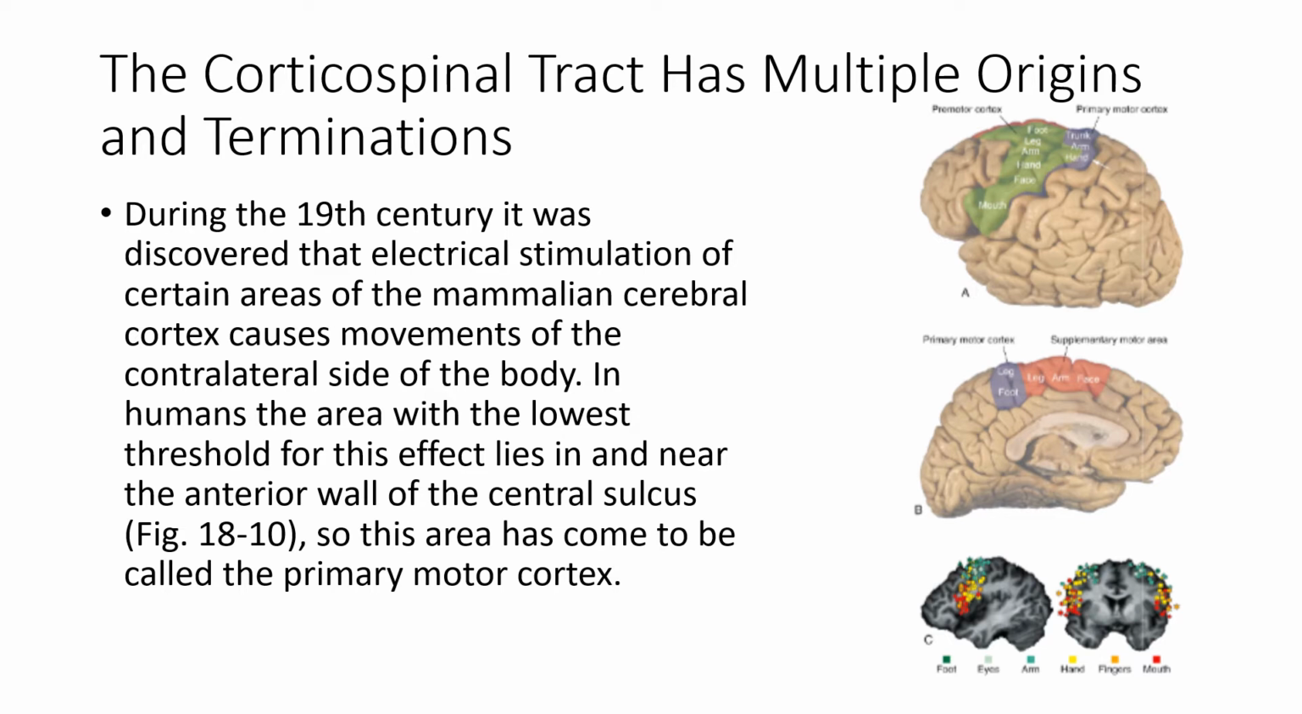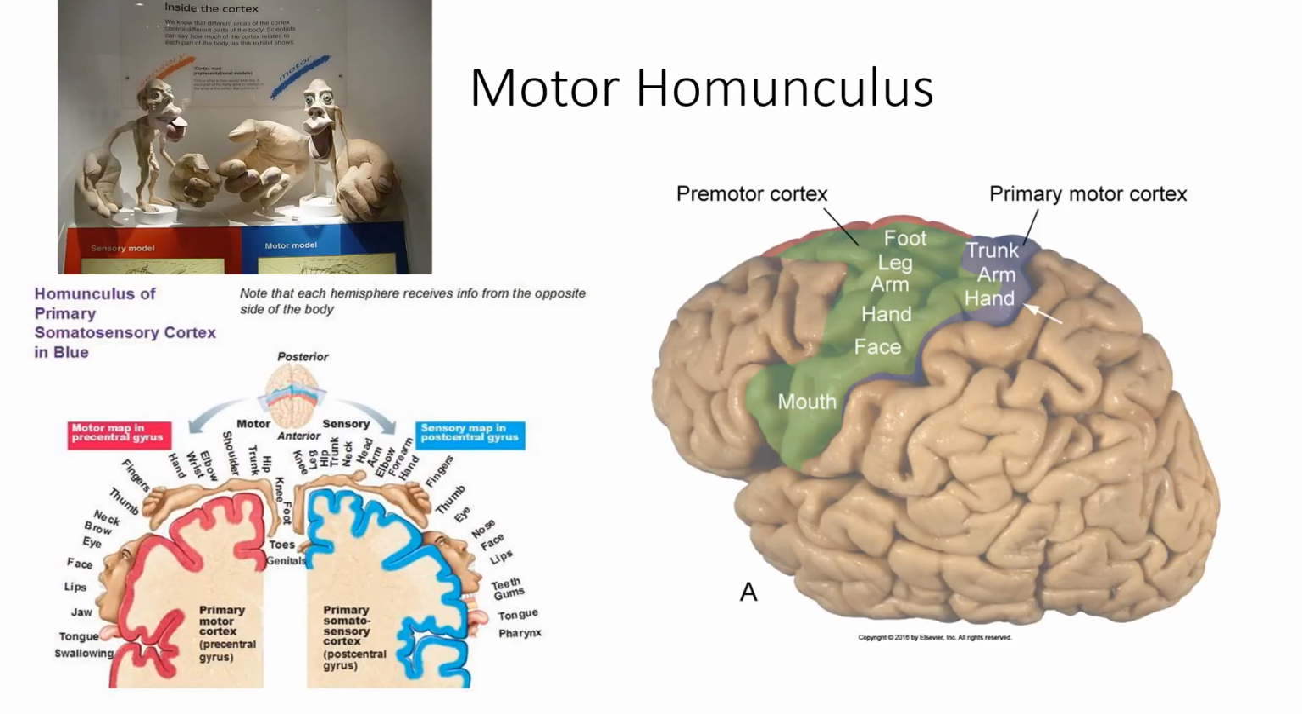In humans, the area with the lowest threshold for this effect lies in and near the anterior wall of the central sulcus. So this area we call the primary motor cortex. Primary motor cortex. Here's good old homunculus man.